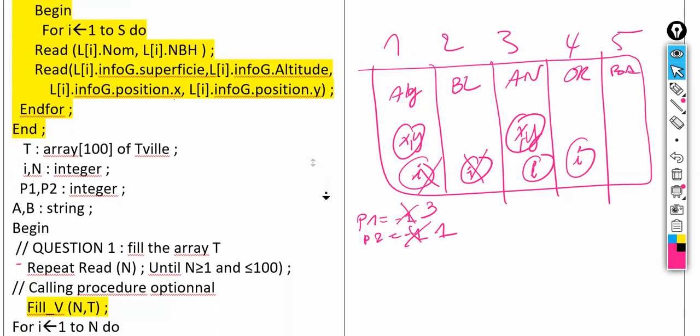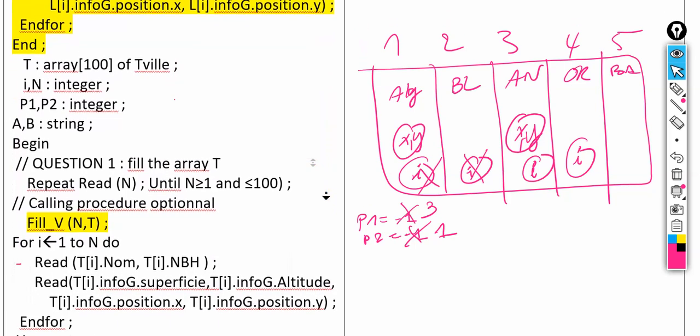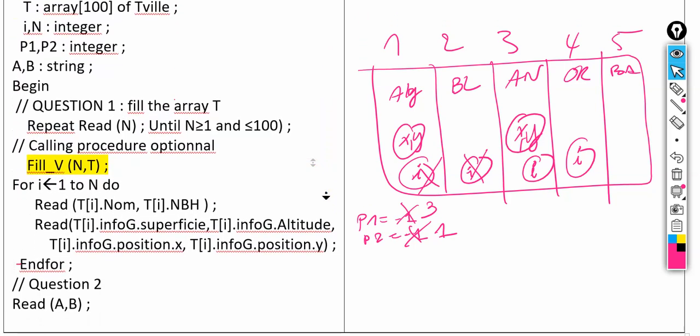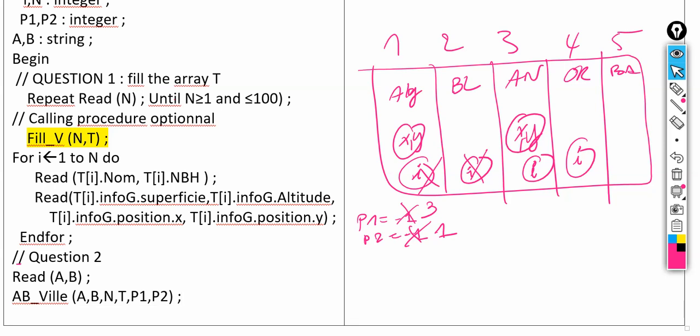Exactly. That's it. Narayan, that's it. Yes. All right, let's call it. So this is how we do. So we have read A and B. So let's call our procedure named ABville. So we'll give it what? The towns A and B, the names. We give it the size N, we give it the array T, and we give it P1 and P2. All right. So after this procedure, I have the results inside P1 and P2.